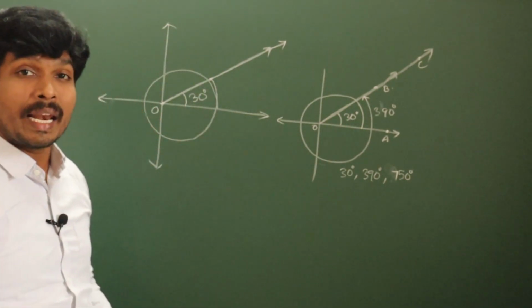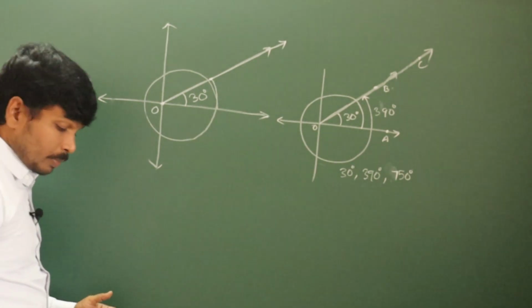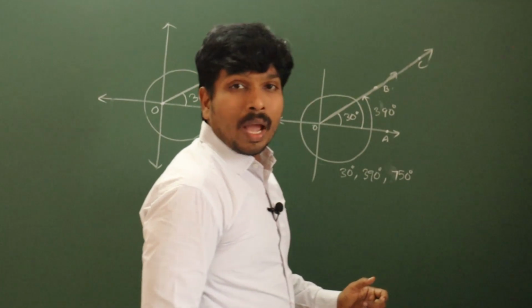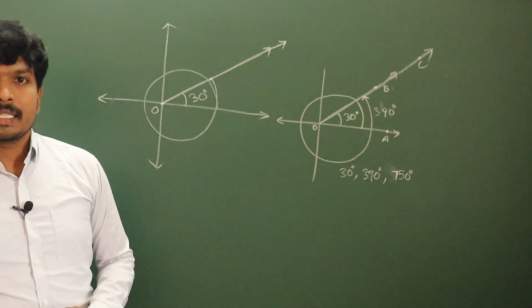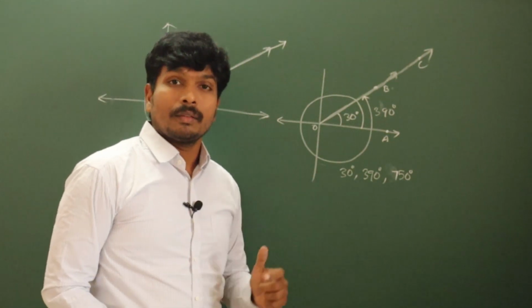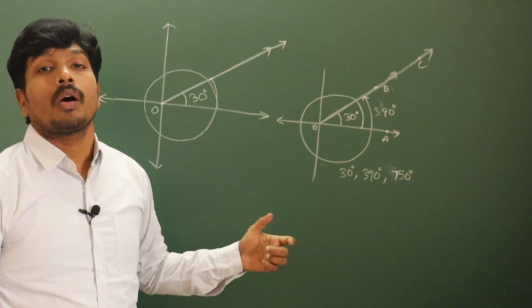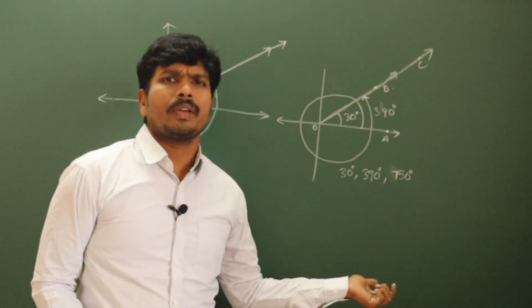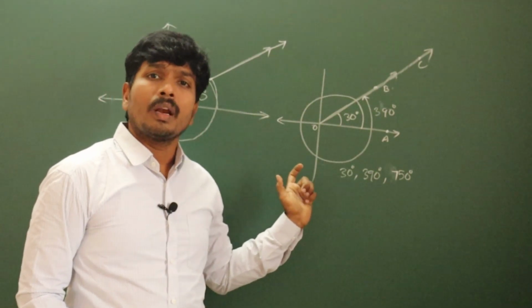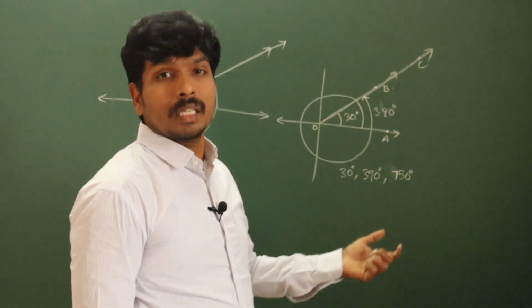Okay, what is meant by allied angles? Any two angles are said to be allied angles if their sum or difference is a multiple of 90 degrees or 0. 0 also we call a multiple of 90.